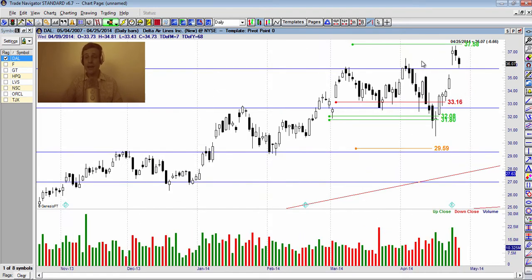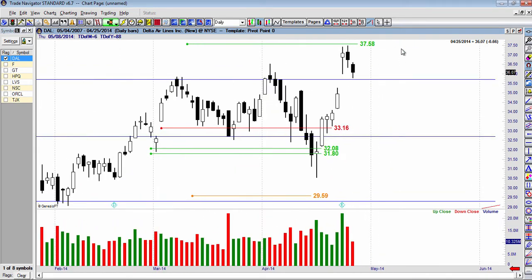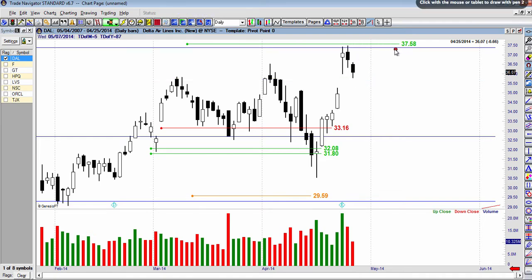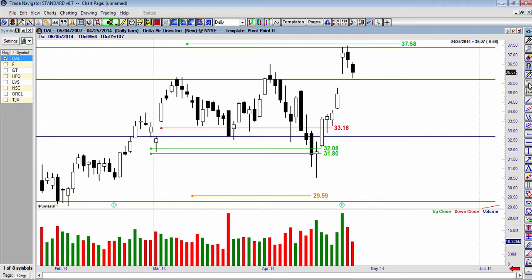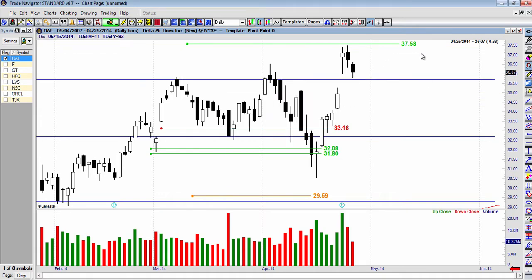Let's begin with DAL. Now, DAL reported earnings, I do believe, on Tuesday. We had an original gap up to an all-time high that ended with what we call a spinning top candlestick. But since Thursday and Friday's trading session, we've pulled back down and we're hitting this old resistance as a new support line. So I'm very convinced that if we move above $37.58, this is going to be a stellar trade opportunity to the upside.